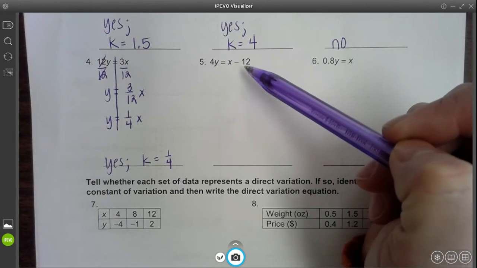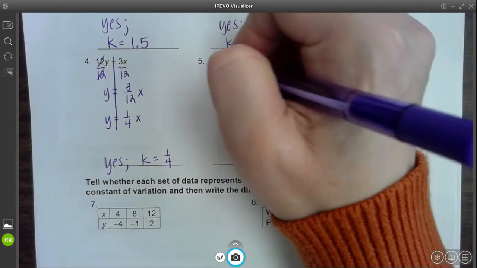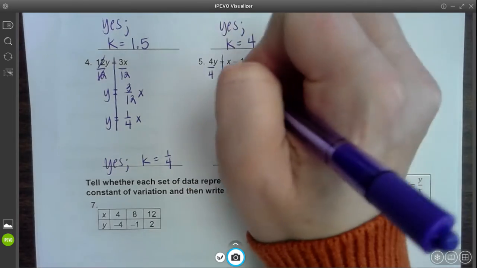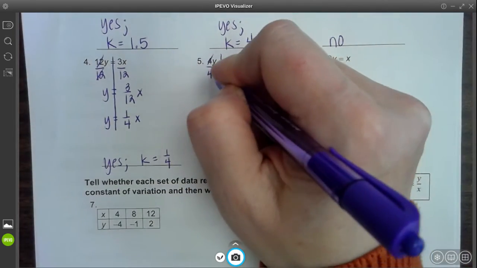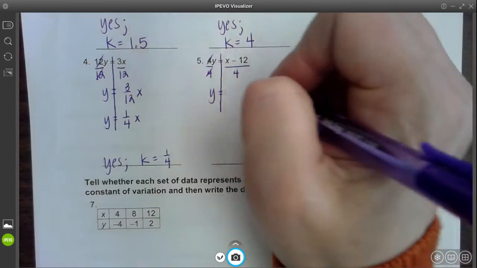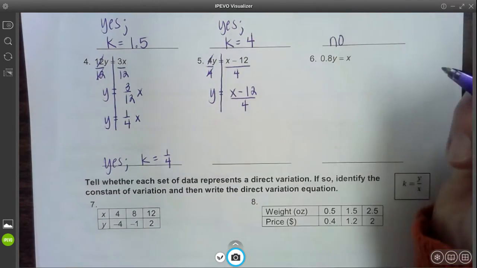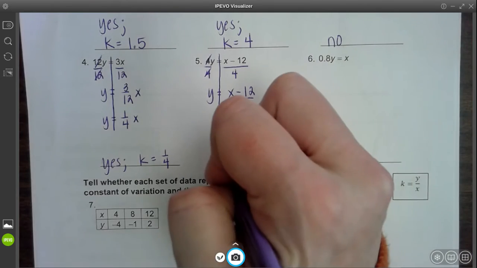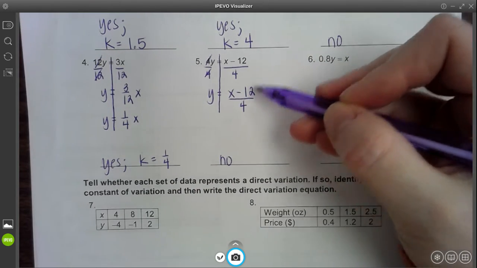All right, so in this problem right here, I need to solve for y. y is not by itself. So to do that, I would divide by 4, and I divide everything on that side by 4 as well. So when I do that, I'm left with y equals, and I can just leave this as x minus 12 all over 4. Now, is this in y equals kx form? The answer is no. There's all this extra stuff being subtracted.